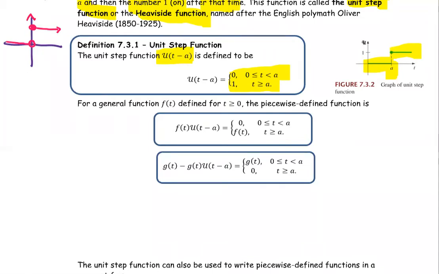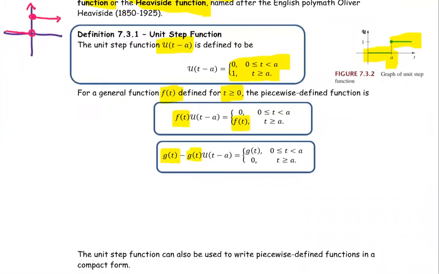Now we can represent the function f of t, defined for t greater than or equal to 0, in a piecewise form as f of t multiplied by the unit step function, defined to be 0 for t greater than or equal to 0 but less than a, and defined to be f of t for t greater than or equal to a. Another type of piecewise defined function is defined to be g of t for t greater than or equal to 0 but less than a, and defined to be 0 for t greater than or equal to a. In the unit step function form, it will be g of t minus g of t times the unit step function t minus a.